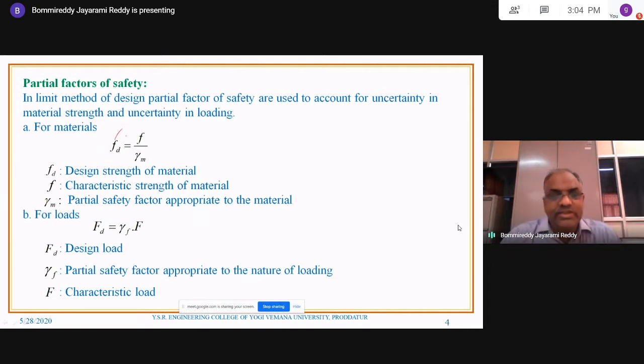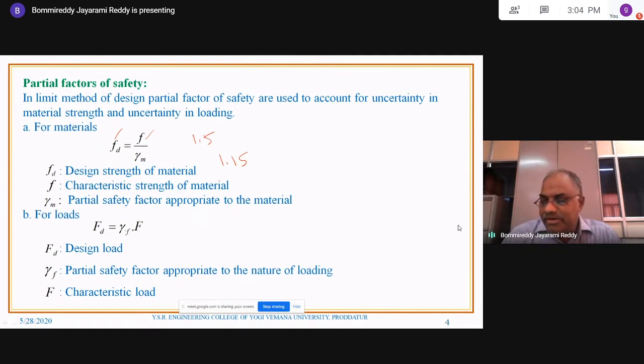FD is the design strength, which is nothing but the characteristic strength F divided by gamma m. Gamma m is the partial safety factor for the material. Here material means two different types of materials: one is concrete, another one is steel. For concrete, the factor of safety is 1.5, and for steel the value is 1.15. That we'll see on the next page.